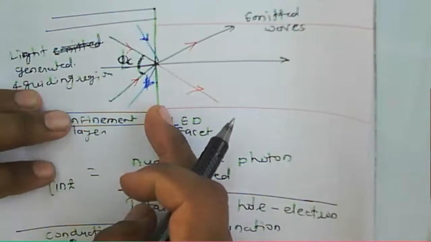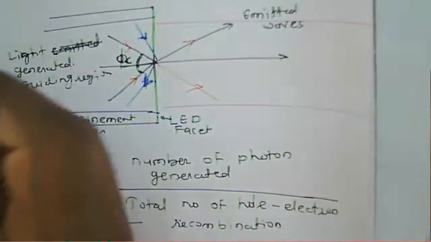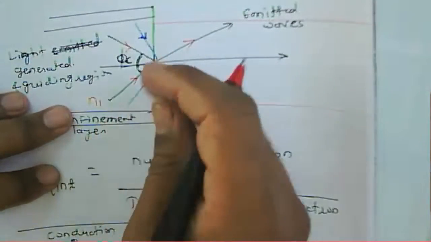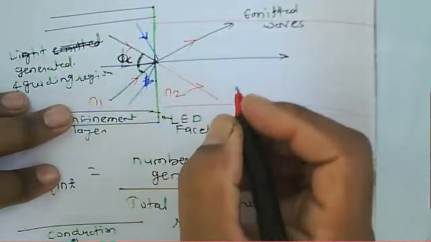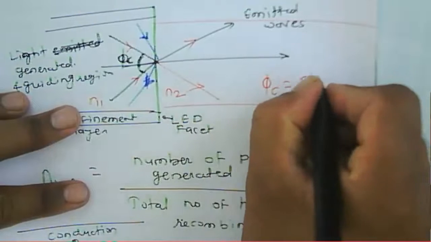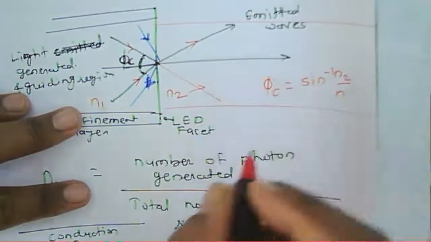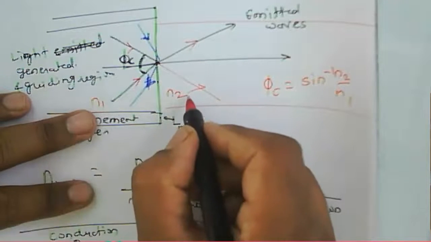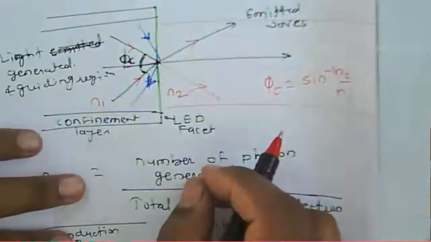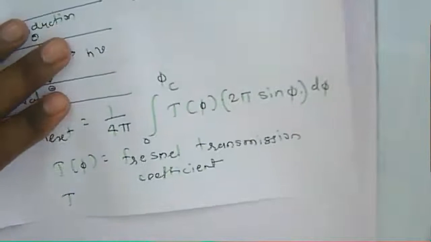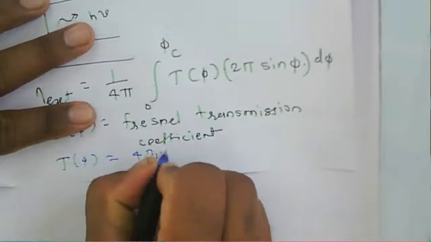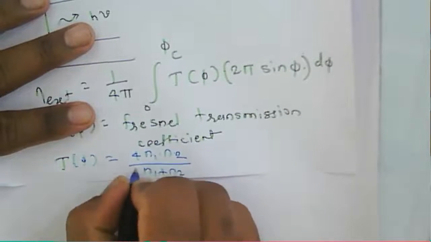So if you consider that a semiconductor material has a refractive index N1, and this one is air now, or a material where we are propagating this light, with a refractive index N2, we can calculate the critical angle as sine inverse of N2 by N1. Here N1 is the refractive index of the active region or semiconductor material, and N2 is the refractive index of the outside material, maybe a fiber. So we can calculate T(φ), the fractional transmission coefficient, as 4 N1 N2 by (N1 plus N2) squared.